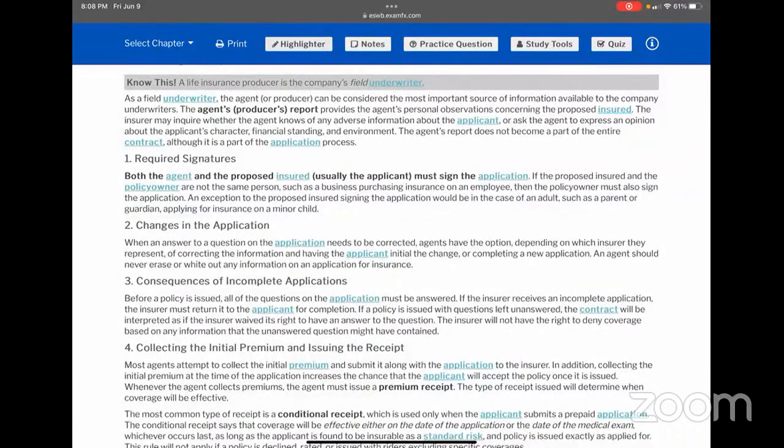An exception to the proposed insured signing the application would be in the case of an adult, such as a parent or a guardian, applying for insurance on a minor child. That makes sense, right? The kids don't have to sign. They're children, they're minors.